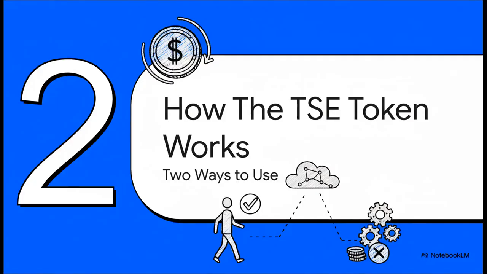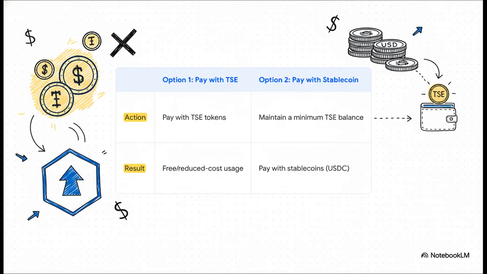Right, so we've got this facilitator concept down. But that still doesn't answer the big question. How does this token actually get rid of the fees? Well, it turns out the platform gives you two really straightforward ways to use the network. So let's look at your choices. Option 1 is pretty direct. You just use the platform's own TSC tokens to pay for stuff. Do that, and your transaction costs either vanish completely or get seriously slashed.